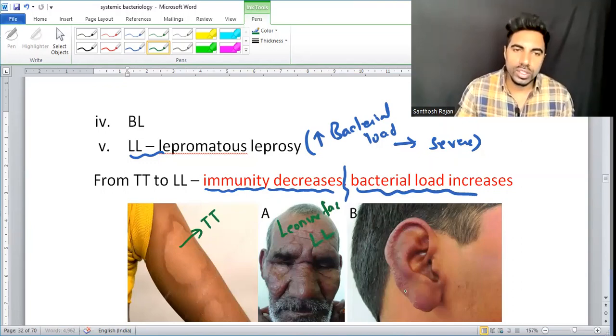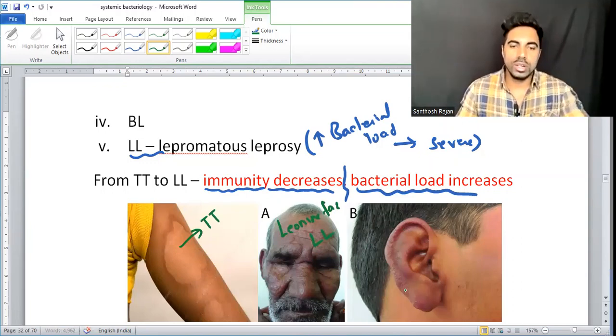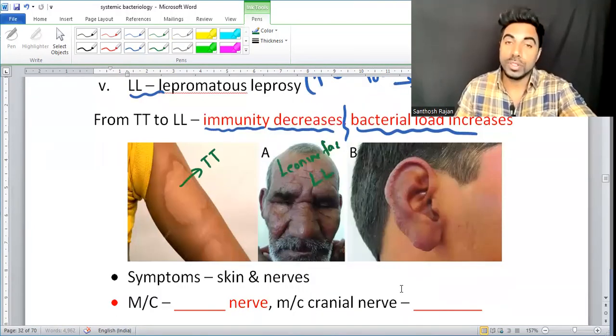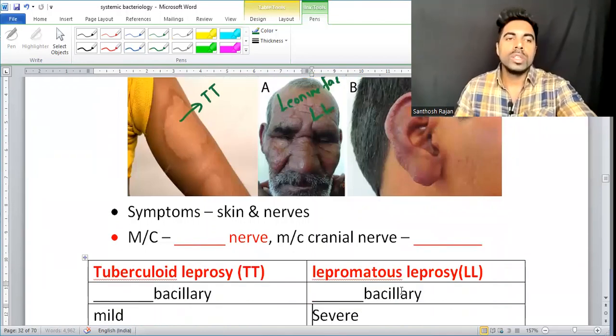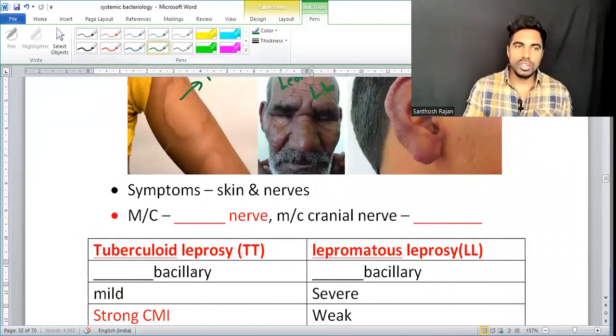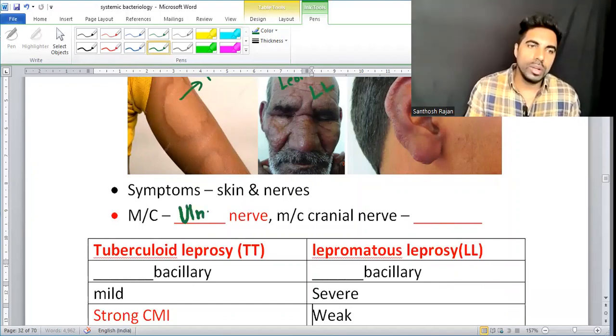Here also you can see the ear is affected, the ear lobes are affected like this. These are the common things for leprosy. Leprosy will look like this. So symptoms: skin and nerve. Which is the most common nerve? In the hand, which nerve? That's your ulnar nerve, a commonly asked question. Ulnar nerve is the most common nerve.